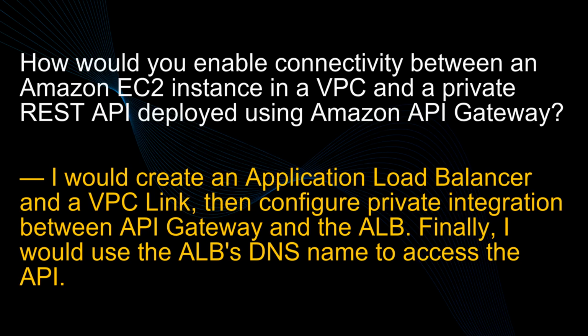How would you enable connectivity between an Amazon EC2 instance in a VPC and a private REST API deployed using Amazon API Gateway? I would create an application load balancer and a VPC link, then configure private integration between API Gateway and the ALB. Finally, I would use the ALB's DNS name to access the API.